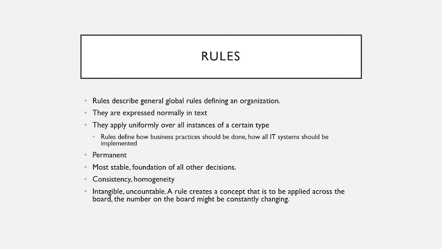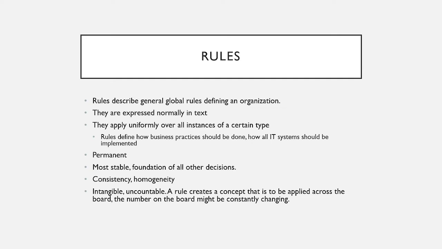Now, rules are permanent. These rules, once implemented, aren't discarded. They're here for the long haul. There's a chance that a rule might be discarded, but most of the time you'll find it to be modified or changed based on the needs of a company. They are the most stable, the foundation of all other decisions. When a decision is being made, the rules are at the forefront. And this happens to keep consistency within an organization. Why is the decision made? We can always go back to our rules.